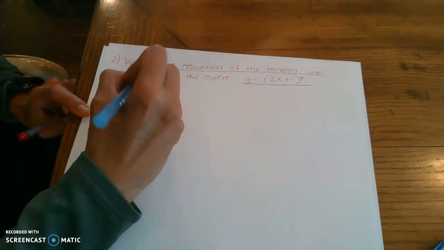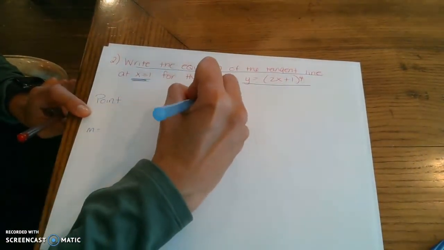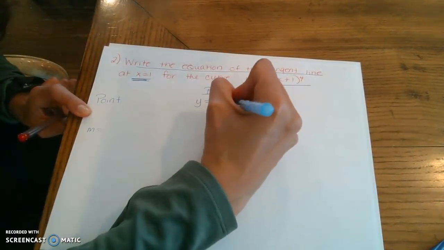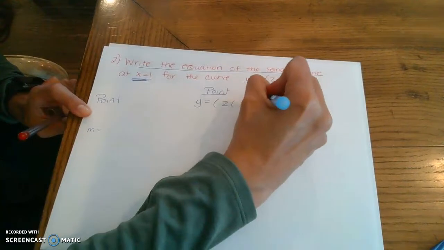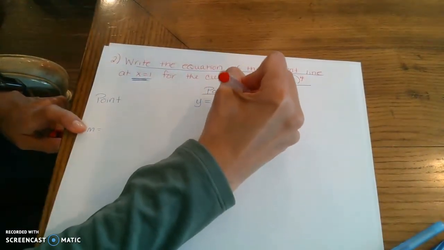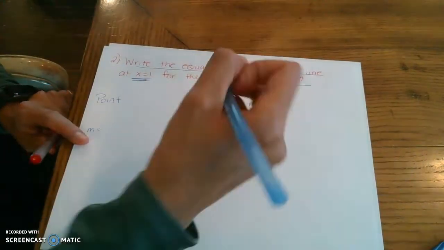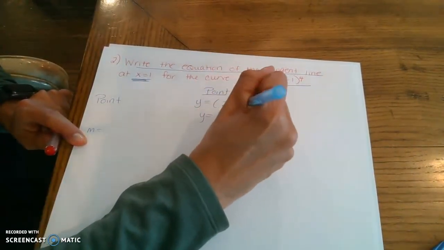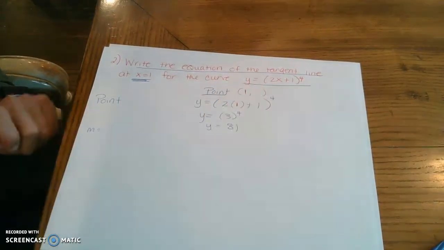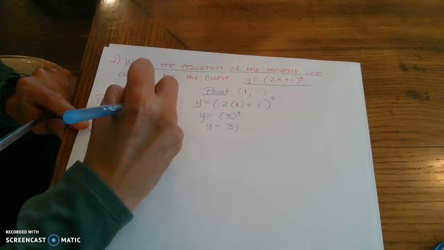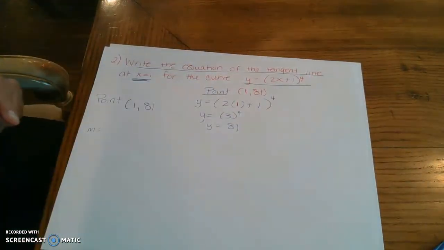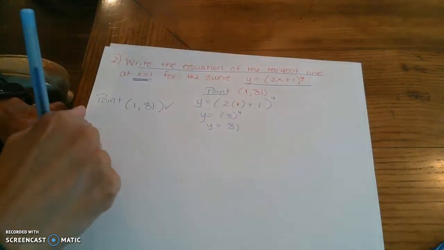Well, the point is found by taking the original function, y equals (2x plus 1) raised to the 4th power, and I just plug in the x value that they told me. When x is 1, y is equal to 2 times 1 is 2, plus 1 is 3, 3 to the 4th, so y is equal to 81. So my point is (1, 81). Perfect. So now it's just up to me to find my slope.